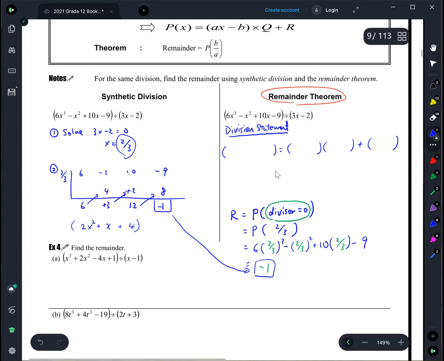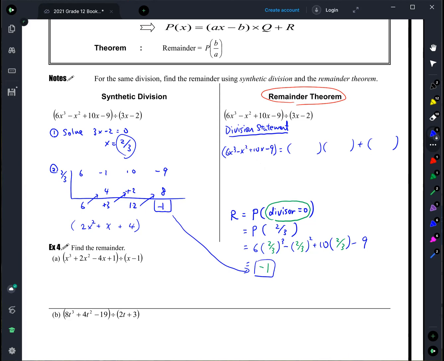What should go into the first blank? Chris, what should we put into the first blank? Whole question. Yeah, what is it? 6x cubed minus x squared plus 10x equals minus 9. Yeah, okay. Now for the second blank, Eric, what do we put in there?